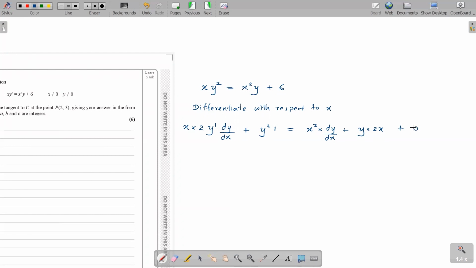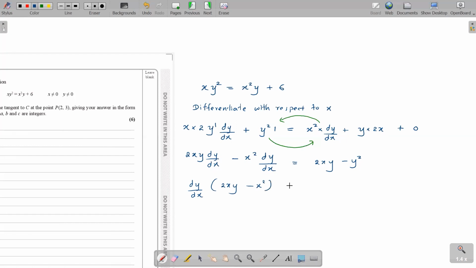Okay, so now I need to find dy by dx, meaning I need to make dy by dx the subject. So let's rearrange. Shall I bring the dy by dx terms to one side? I'll bring this here, and take the y squared term to the other side. So I get minus x squared dy by dx equals what is remaining on the other side: y into 2x is 2xy, and plus y squared goes as minus y squared. Take dy by dx out, and what do we get here? dy by dx times (2xy minus x squared) equals 2xy minus y squared. Do you agree with me?